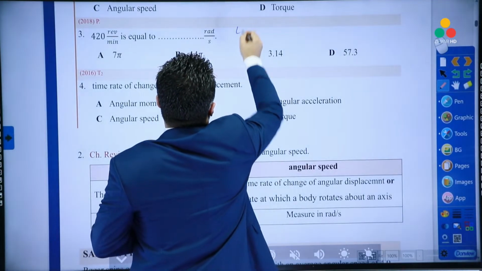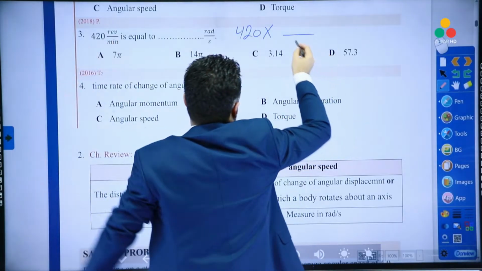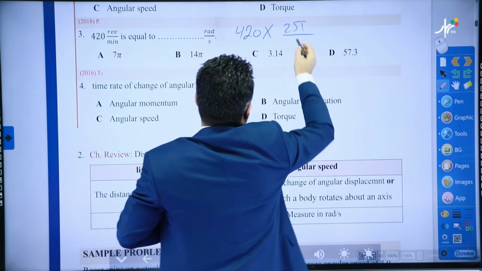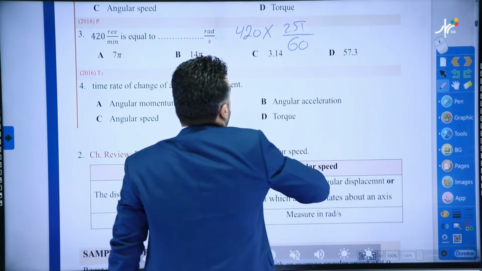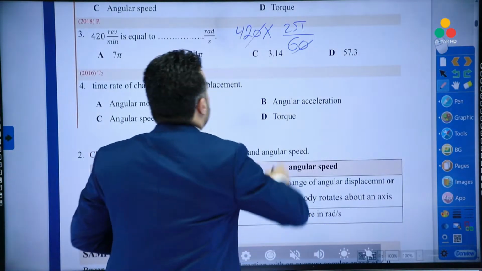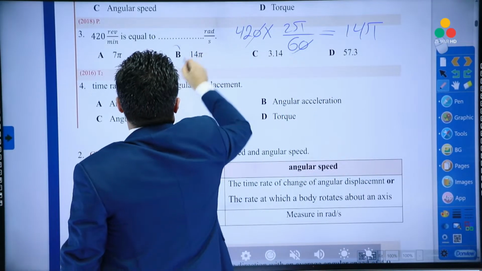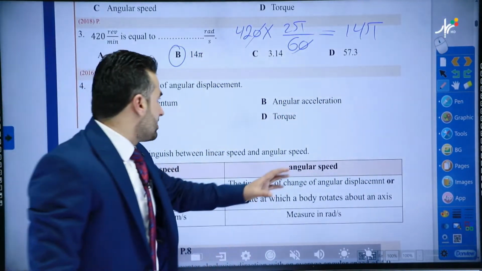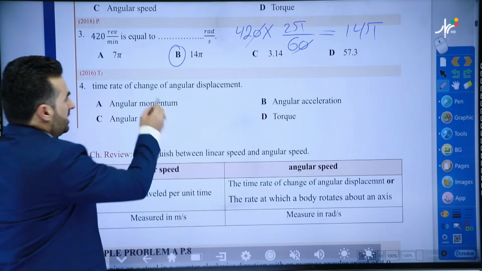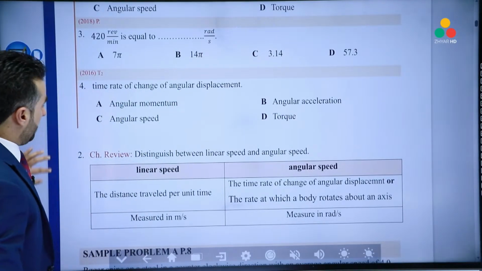So of course, 420 multiplied by, remember this, each revolution, one revolution is equal to 2 pi radian, and of course, each minute equal to 60 seconds, correct? So of course now you can simplify this too, all right? And of course, you can use your calculator. The answer is going to be 14 pi, and of course the answer is going to be option B here. Excellent. Now, one more question that says the time rate of change of angular displacement. Again, that is angular speed.